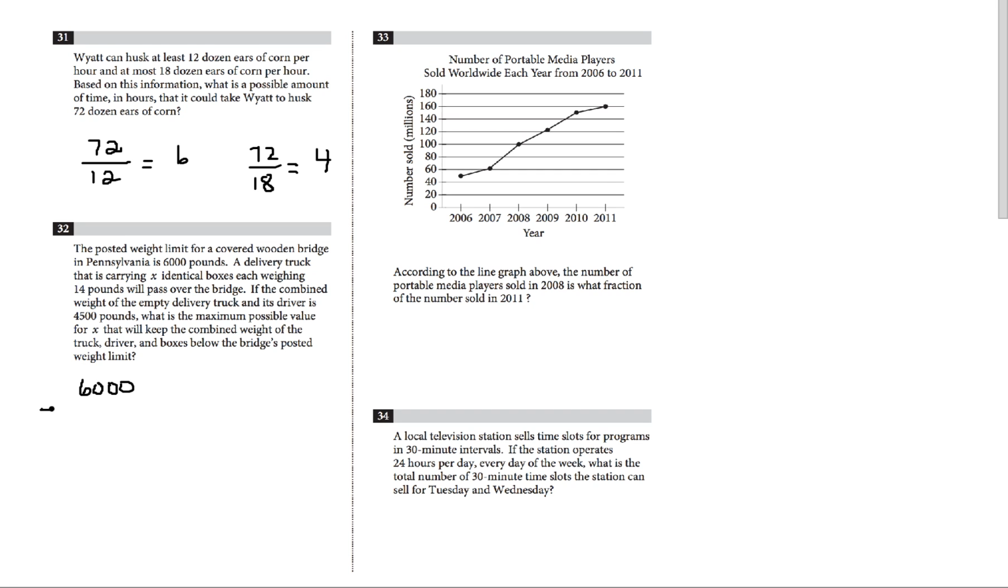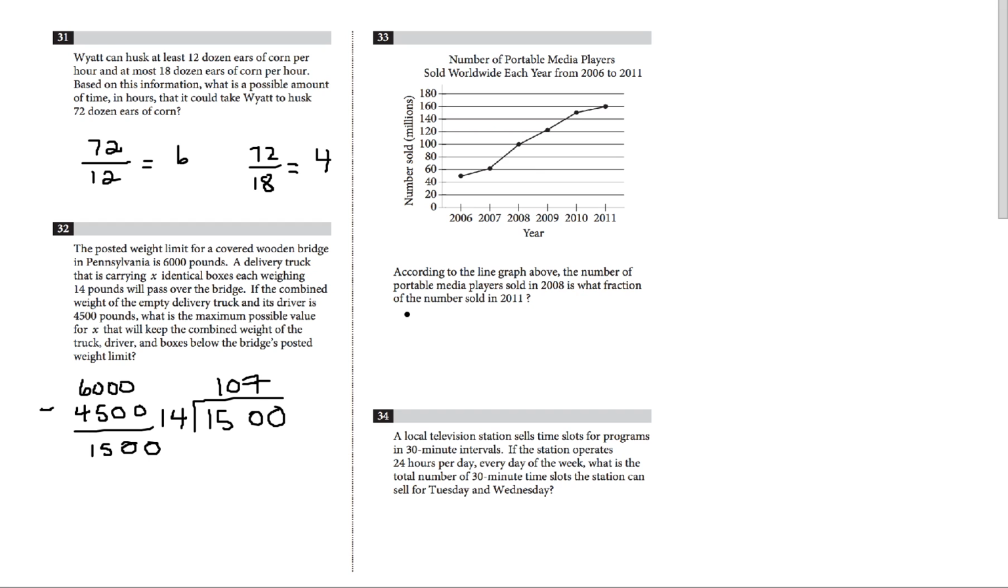All right, so the bridge holds 6,000 pounds. We're going to subtract off the driver and the weight of the truck, and we're going to get 1,500. And then we're just going to divide that by how many possible 14-pound boxes we can put in the truck. So we divide that by 14, and we get 107 point something, but boxes don't come in points, so the maximum number would be 107.